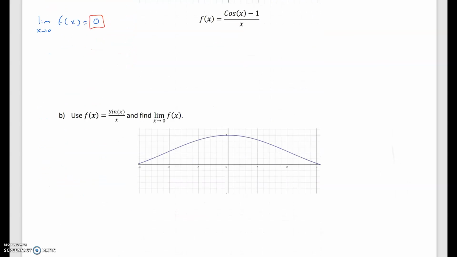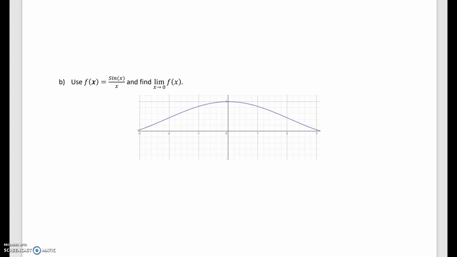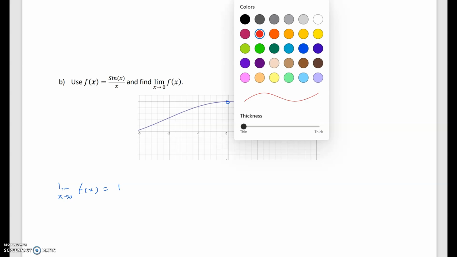Now, from problem B, we technically have the same. We have a hole on the graph that the software is not showing us. And in this case, the limit as x approaches 0 of the values of f of x, we would say that in this case, our function is approaching 1. That's actually it for this one.